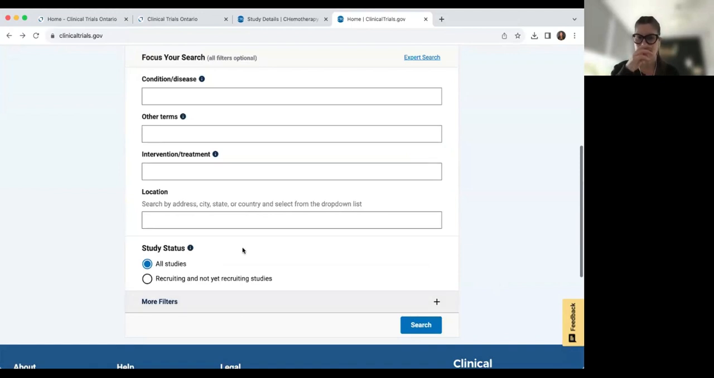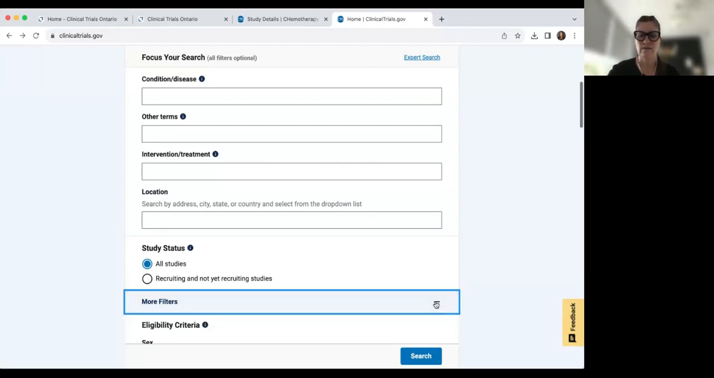For study status, if you're looking to participate in a study, you're probably wanting to look at studies that are recruiting, or not yet recruiting, which means they should be recruiting shortly. So these are things that will become available later. All studies includes things that are recruiting and things that have closed to participants. You can look at those as well, but if you're looking to participate in a study, you want to hit the recruiting button. You don't have to fill in all of these things, but my guess is at the very least, you're going to fill in the condition or disease.